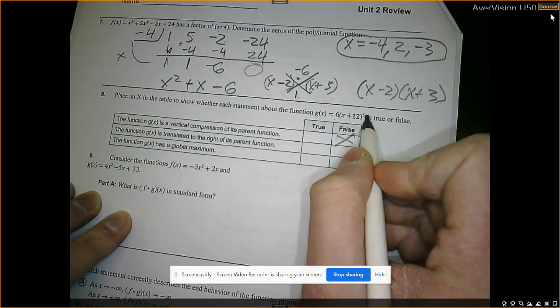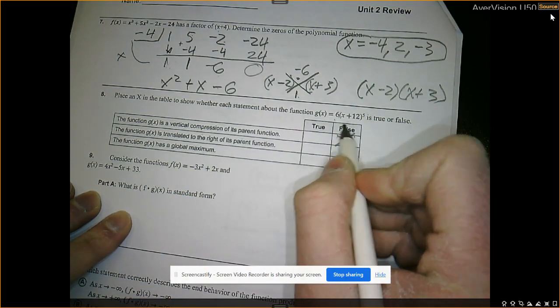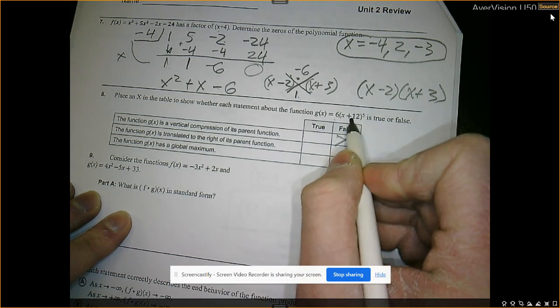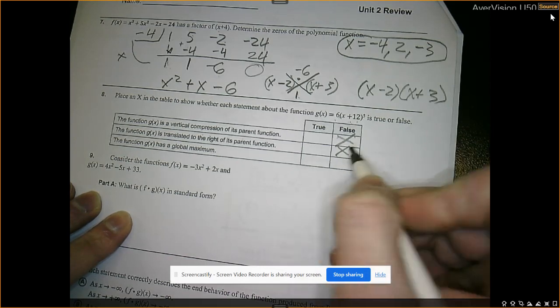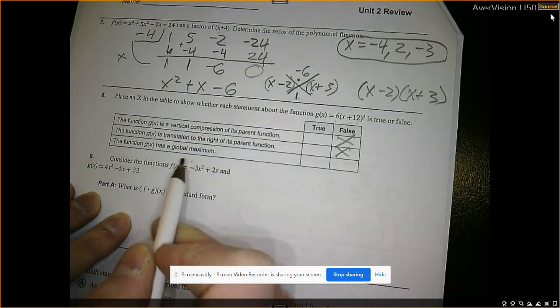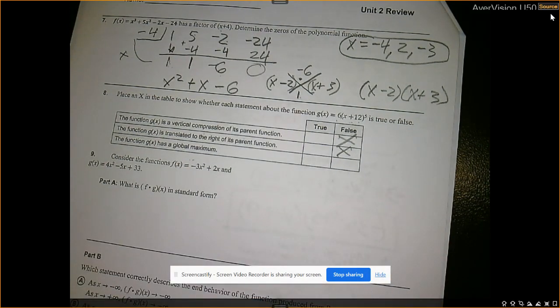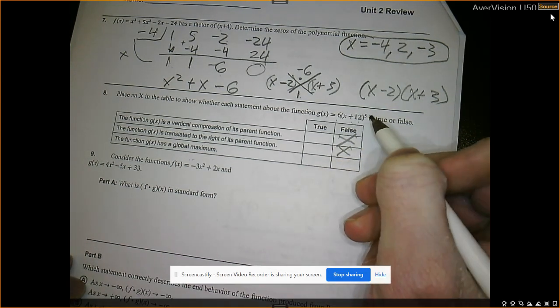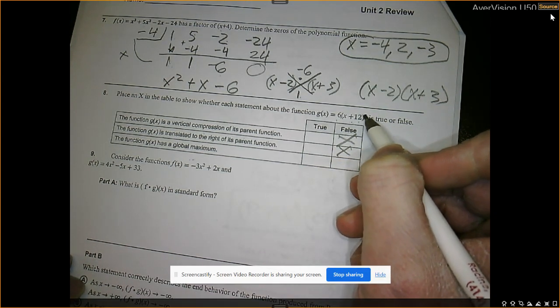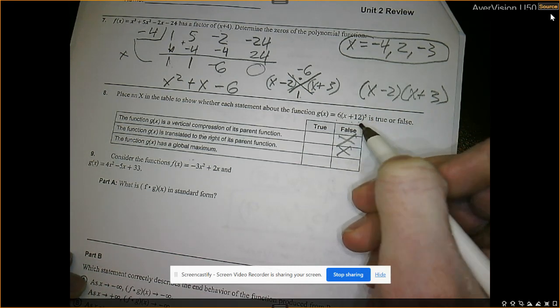Well, if it was translated to the right, I should see an x minus something. I see an x plus something, so that's going to move it to the left, 12. So it's not going to the right. And then it has a global maximum. Well, okay, think about it. This is an odd function, right? It has an odd degree, I should say.